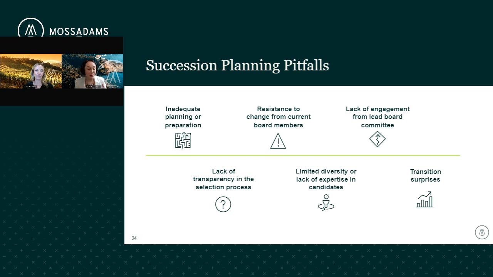Resistance to change from current board members. I'm going to talk about that in a little bit. Limited diversity or lack of experience in candidates. That's always a challenge for recruitment in general. Lack of engagement from that board committee. That can be another area. And then transition surprises. You can do all the planning work you want, but at the end of the day, somebody's going to throw a wrench in the work. That doesn't mean the plans go out the window. Usually a lot of it will still be relevant for you moving forward.